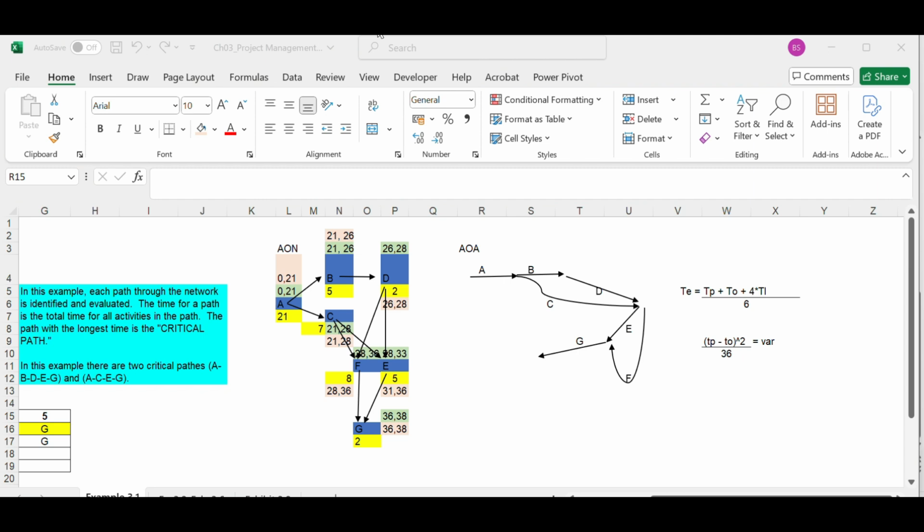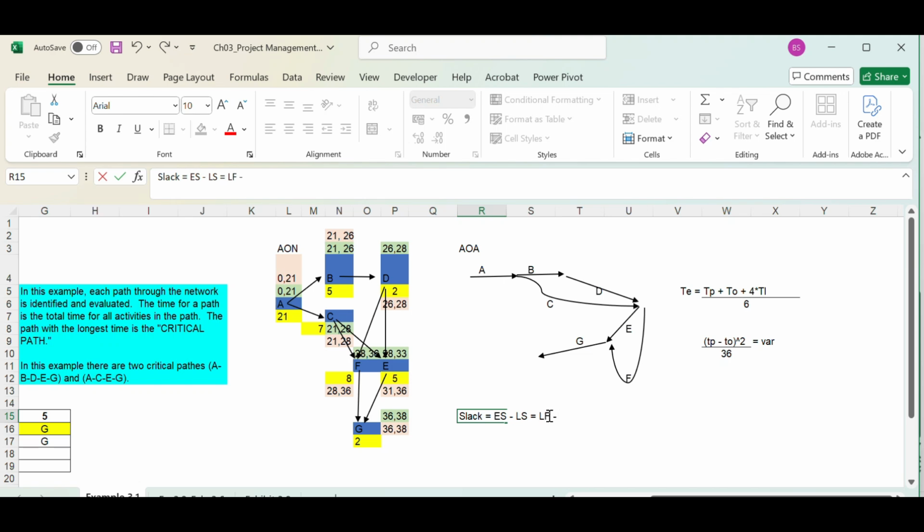Having calculated all the early start, early finish, latest start and latest finish times, now we know that activity A has the early start of 0th minute and early finish of 28th minute. Activity A has the latest start of 0th minute and latest finish of 28th minute. Slack is calculated by taking the difference of latest start minus early start, or we can also say that it is equal to latest finish minus early finish.